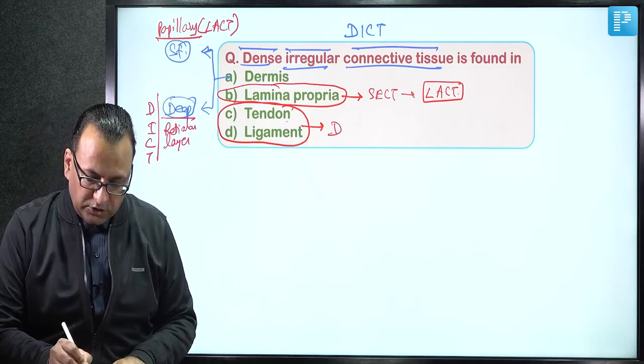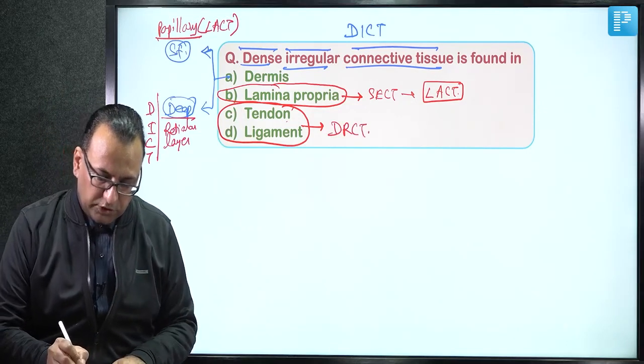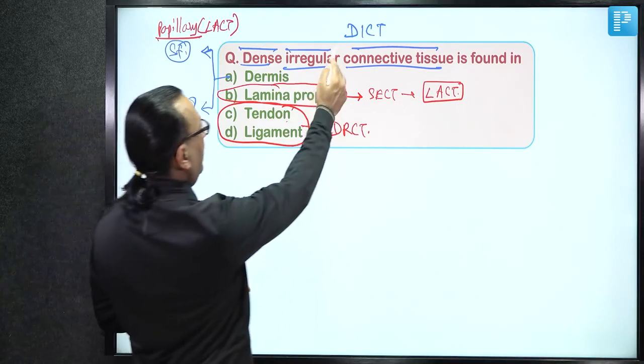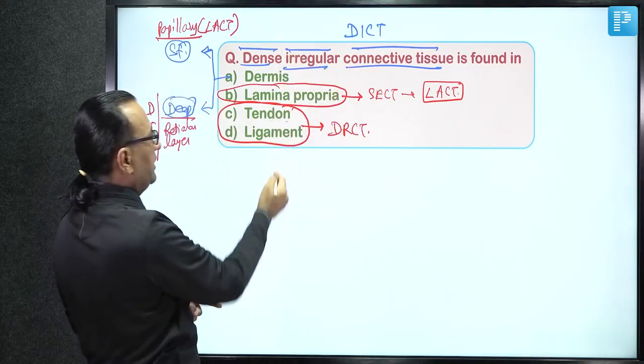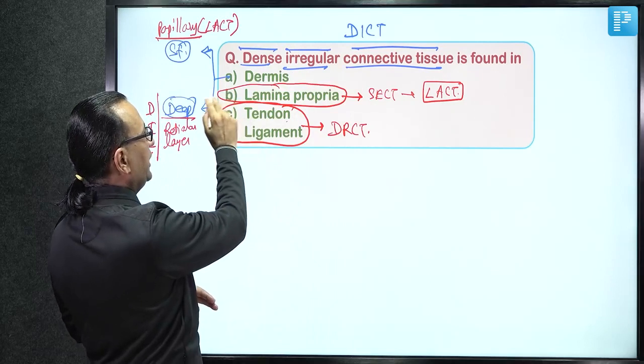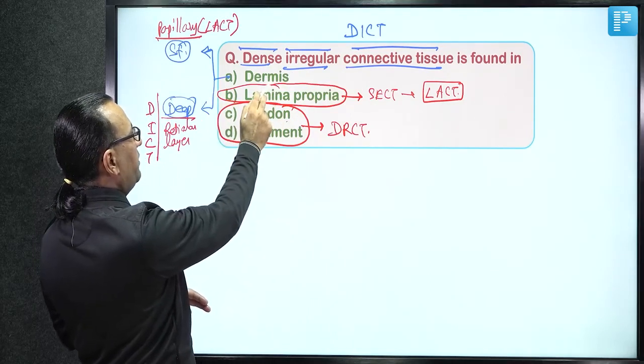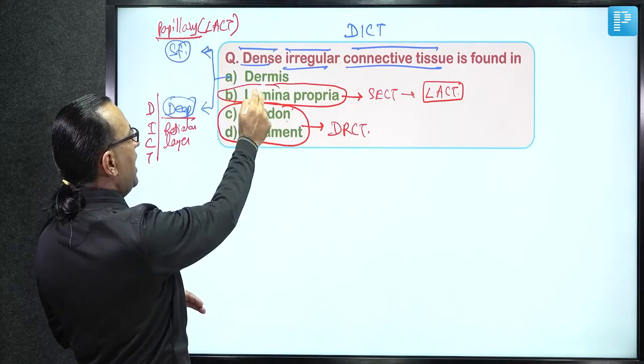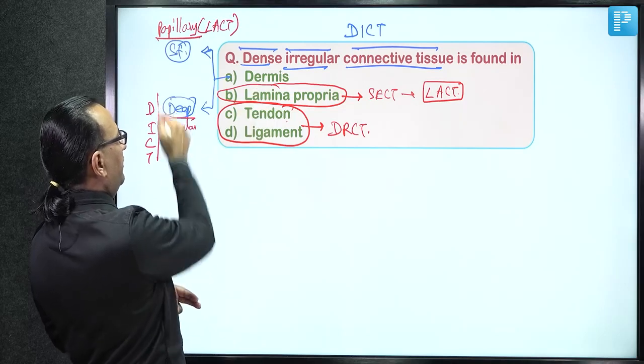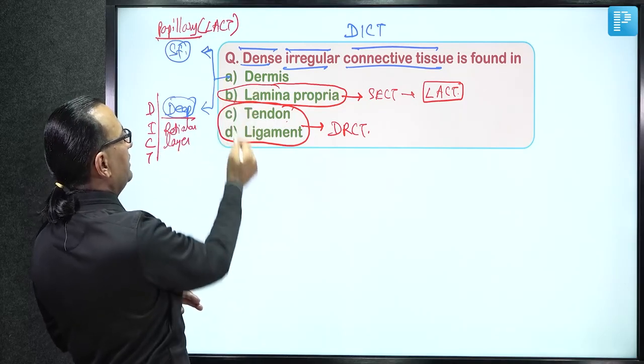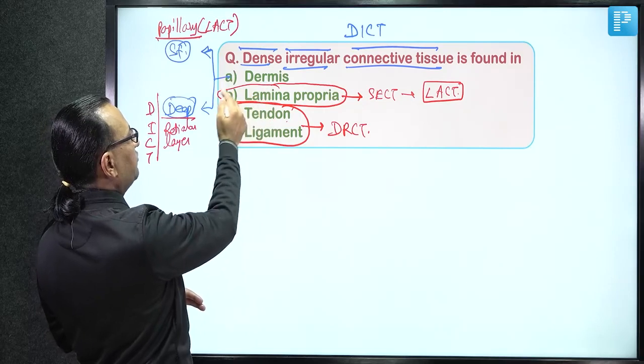Since they are dense regular connective tissue and our question is on the dense irregular connective tissue, the only possible answer is choice number A. Despite knowing that the dermis could be loose irregular connective tissue and also dense irregular connective tissue, there is no other possible answer. So we have to keep our answer as choice number A.